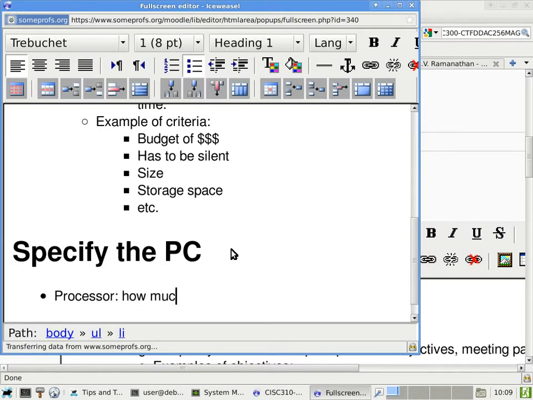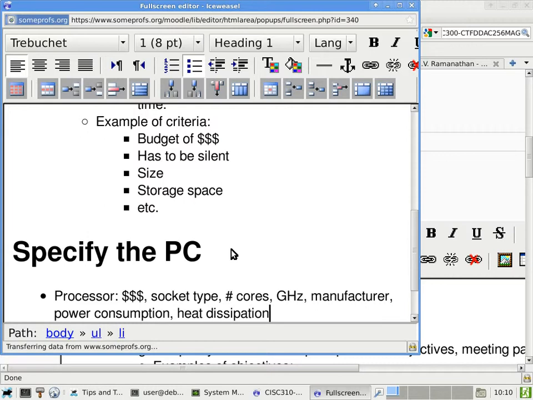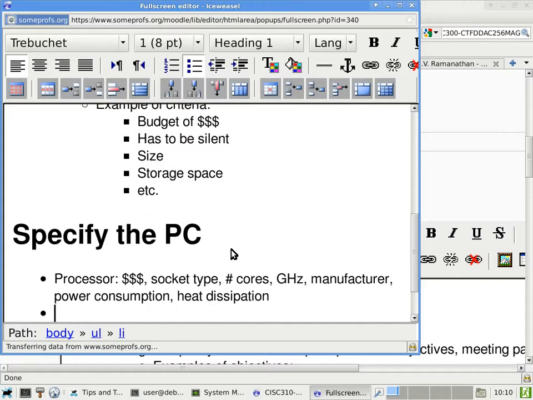Okay, so I always start with the processor. What are some of the criteria for selecting the processor? Socket type, how much money, number of cores, gigahertz, manufacturer, power consumption, heat dissipation: how much heat is the processor core going to generate, and as a result, how big a fan you need to keep it cool, and so on and so forth.